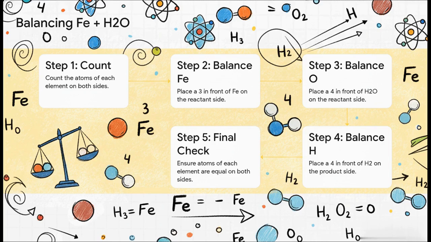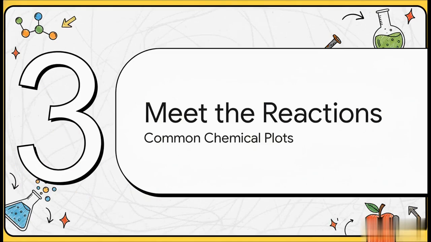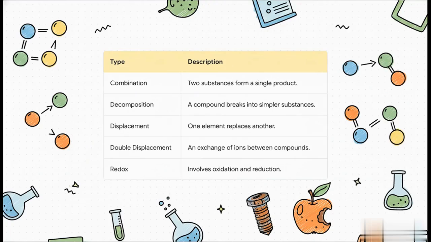Perfect. The equation is balanced, and the law is satisfied. You know, once you get the hang of the language, you start to see that chemistry has these common storylines, these plot lines that just show up over and over again. These are what we call the main types of chemical reactions. And here are the 5 big ones you'll see most often.